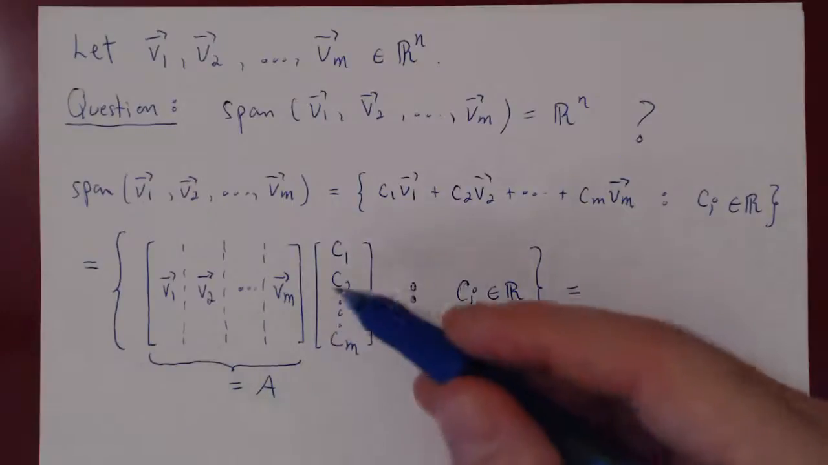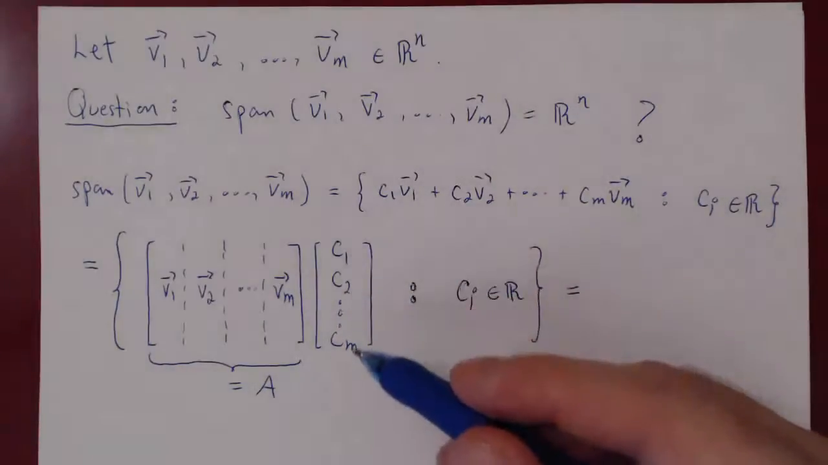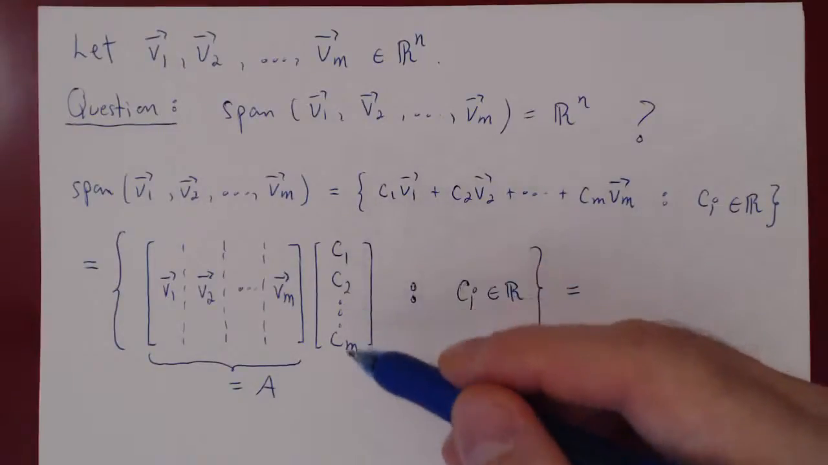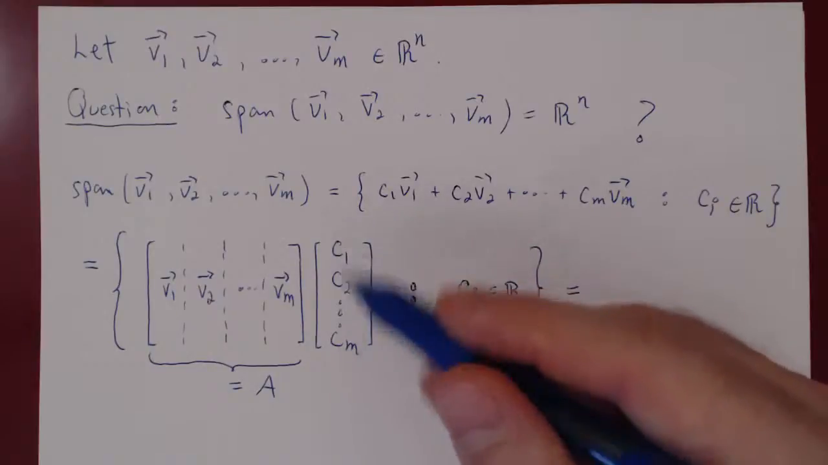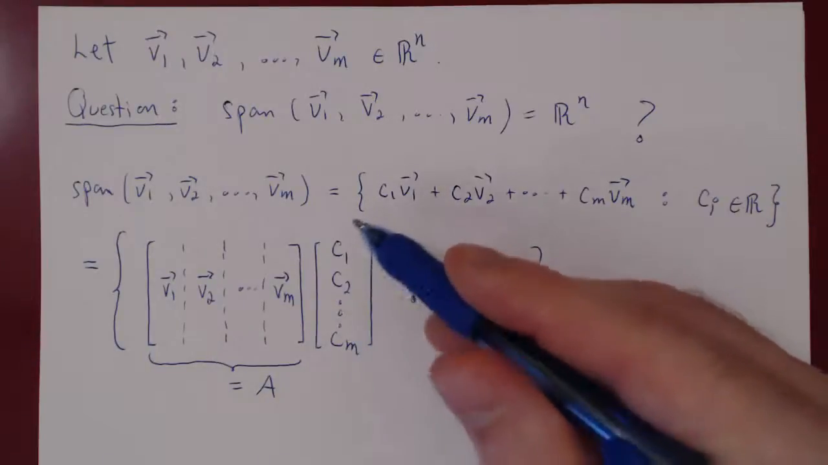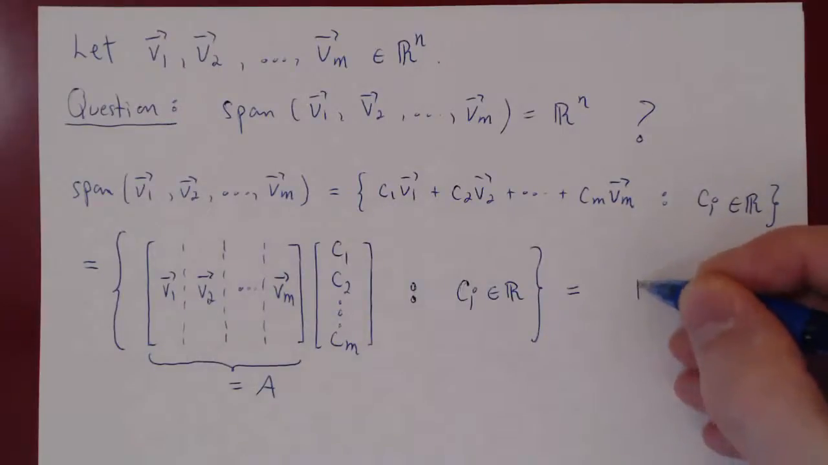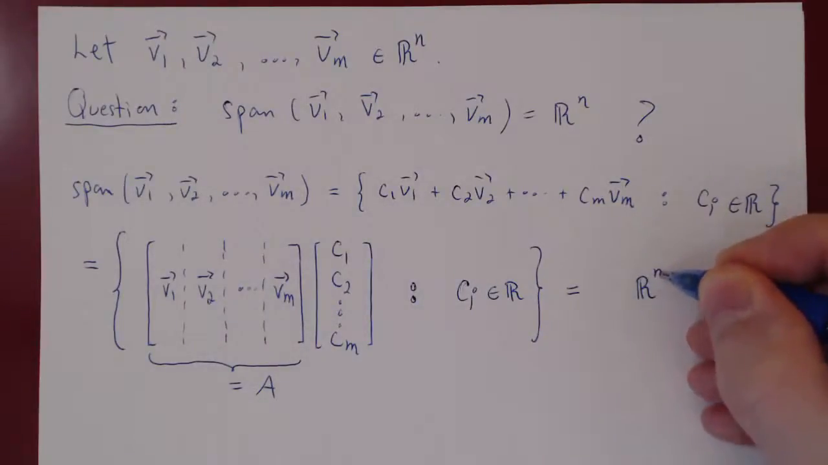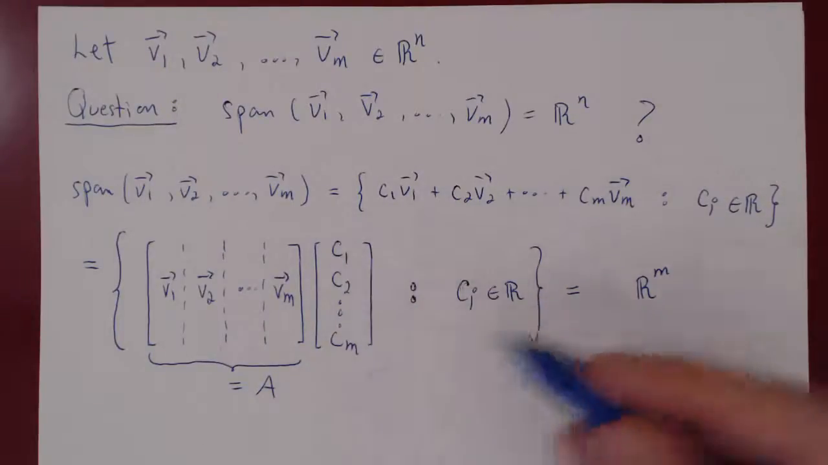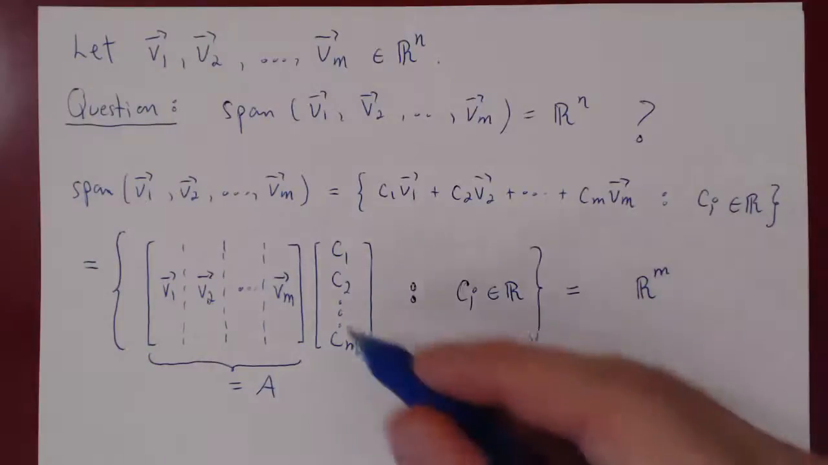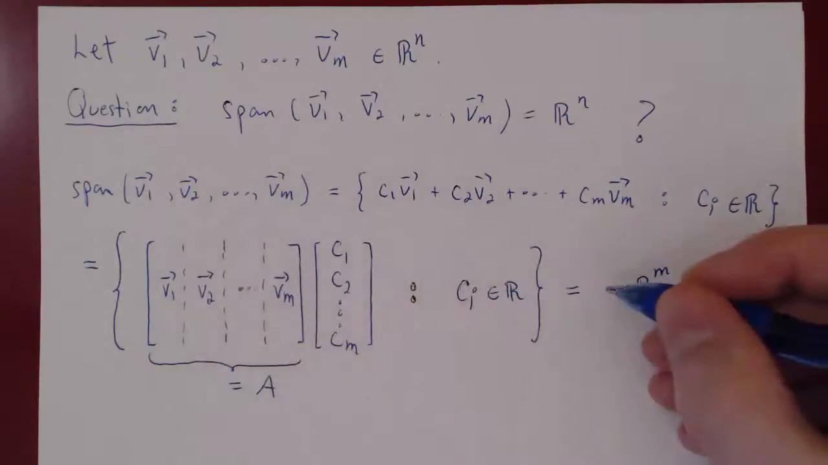What are we doing? By letting c1 through cm range over all real numbers, this vector will range over all possible real vectors in Rm, and we're multiplying all of these vectors by the matrix A. So we say, well, we take Rm, we take every possible vector with m components, so every vector in Rm, and we multiply each one by the fixed matrix A.